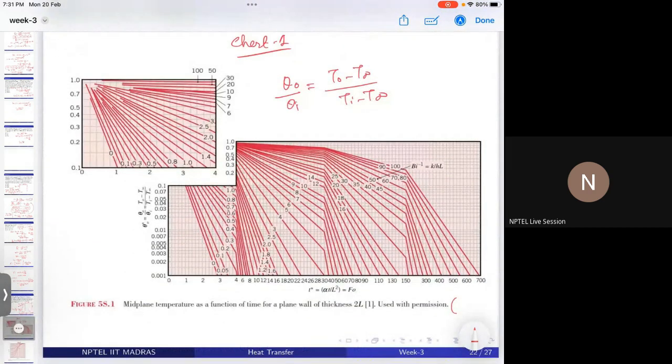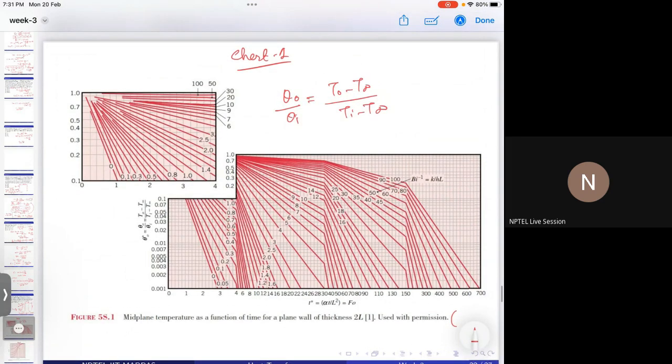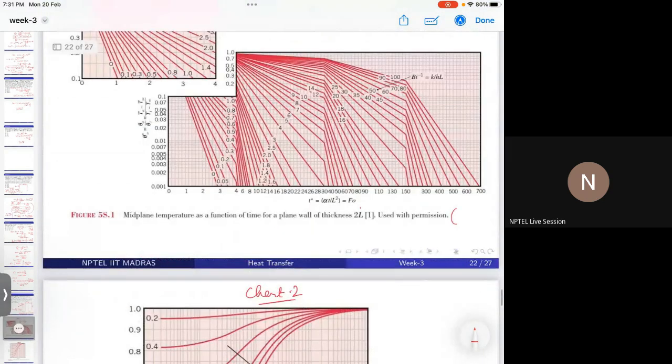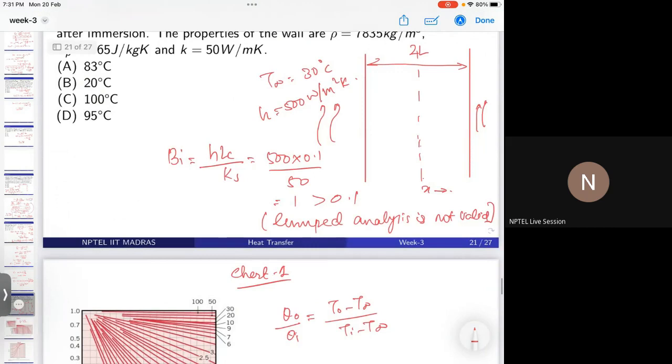So one problem is here. When we are defining the Biot number or using the charts, we should check how they have taken the dimensioning and how they have calculated the Biot number. Here, they have taken the thickness of the plane wall as 2L, so I also use the same nomenclature, 2L. But the Biot number they are taking is HL by K.